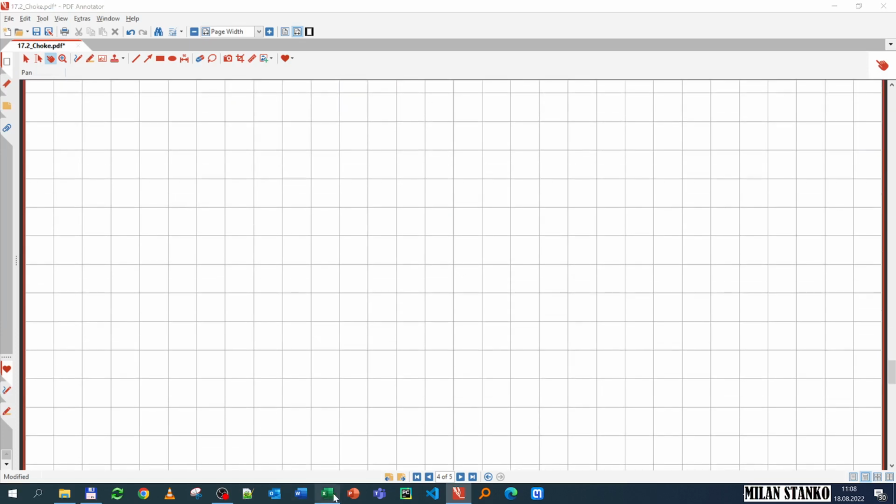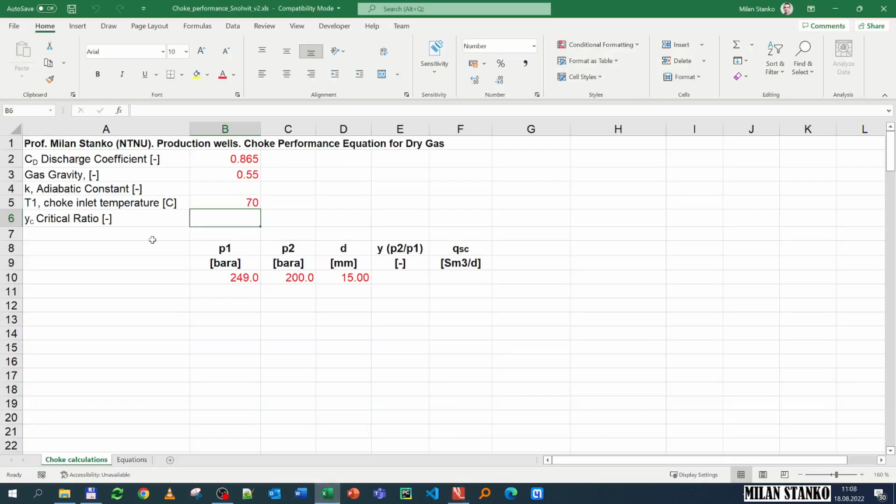Okay, so here we have our Excel sheet. Here you see the CD, the discharge coefficient.